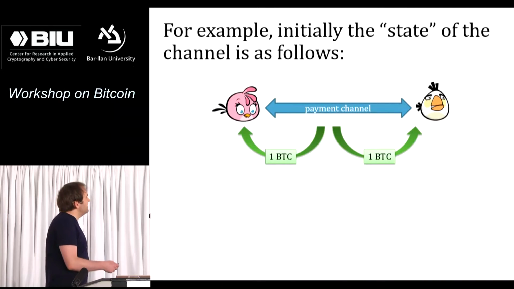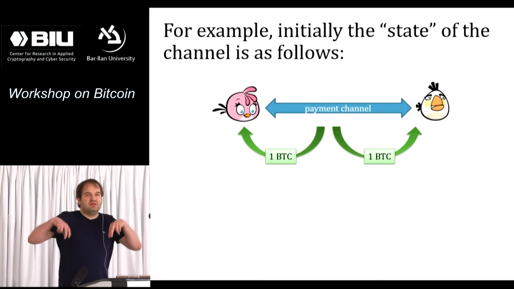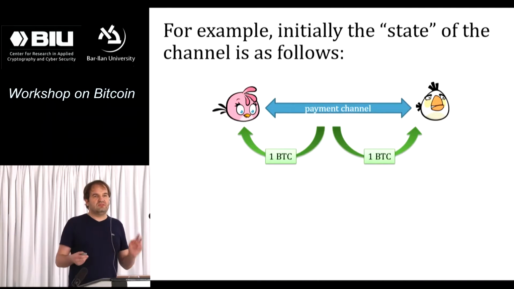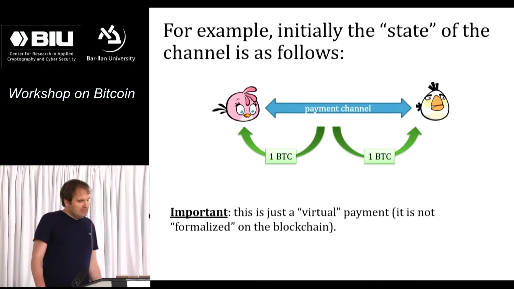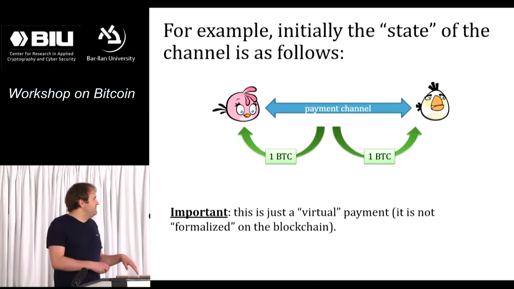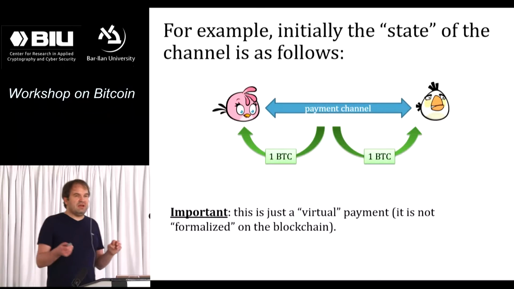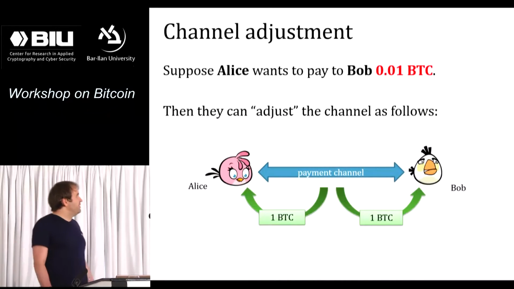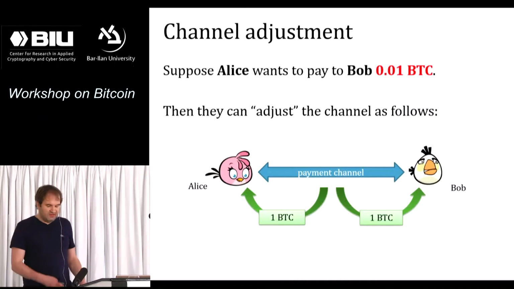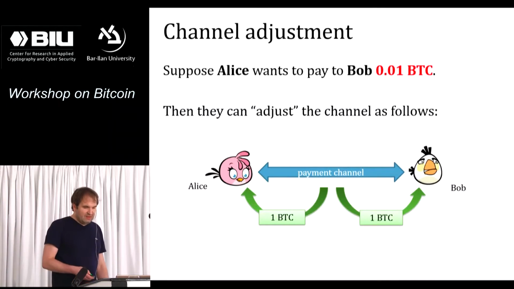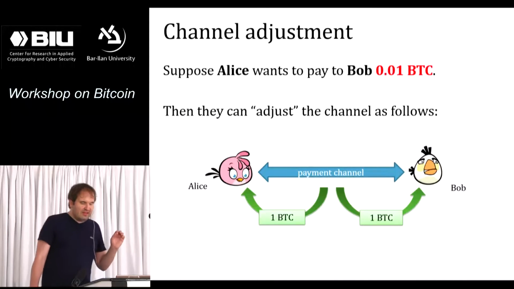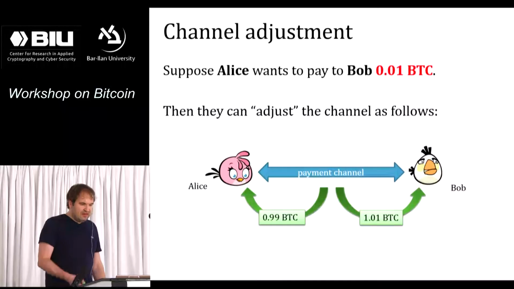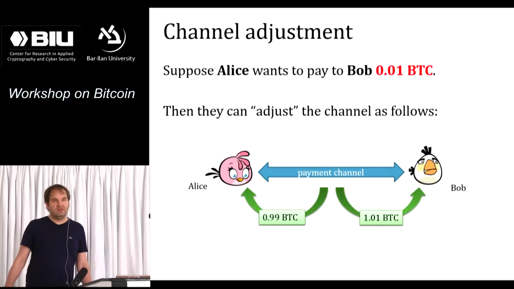So for example, the initial state can be: initially we decided that the agreement is that since we both paid 1 Bitcoin there, we also get 1 Bitcoin back out of it. So nobody loses anything except the transaction fees on Bitcoin. And this is a kind of virtual agreement between us, and it will not be formalized on the blockchain for the moment. Okay? So when Alice wants to pay 0.01 Bitcoins to Bob, then she can adjust the channel in the following way. Suppose that she pays Bob for using his website for a minute or something like this. Then they can adjust the channel and say, okay, now it will be 0.99 and 1.01. So they can change the state of the channel.